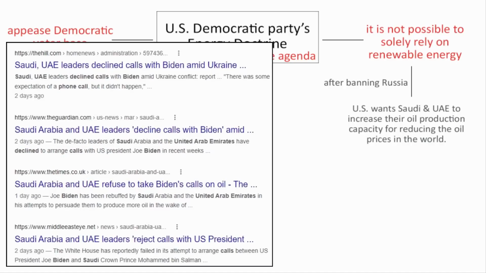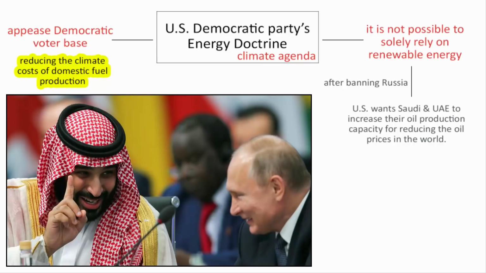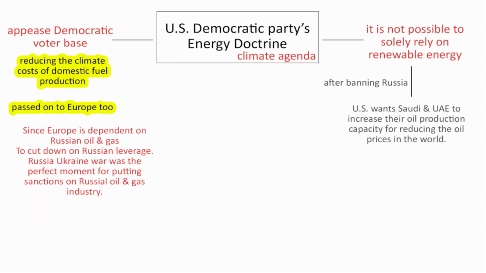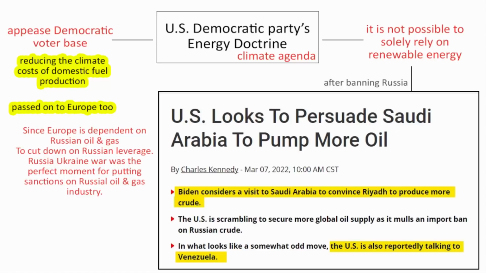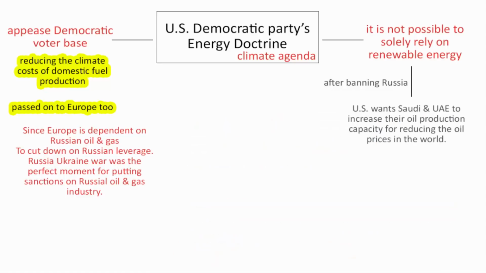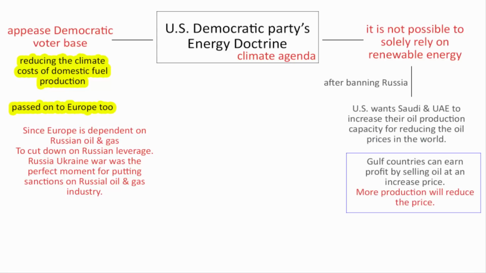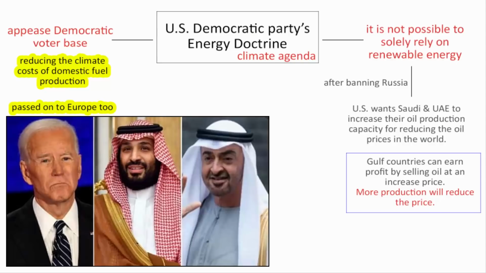The West should have secured an alternative before sanctioning Russia. Why would Saudi and UAE listen to the United States? Everyone knows that it's a blunder of the United States. It is because of the US policies that today the fuel prices around the globe have increased. And also think about it. If Saudi and UAE increase their oil production capacity, don't you think that will be a loss for them? Right now, when the Western countries have put sanctions on Russian oil and gas industry, don't you think for the Gulf countries it is the right time to earn profit? Why would Saudi Arabia do this favor to the United States?